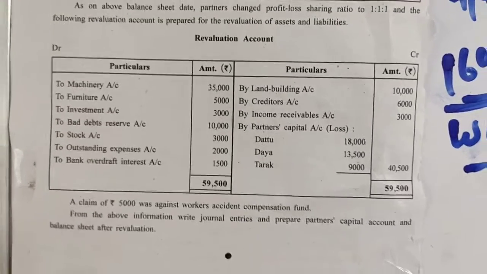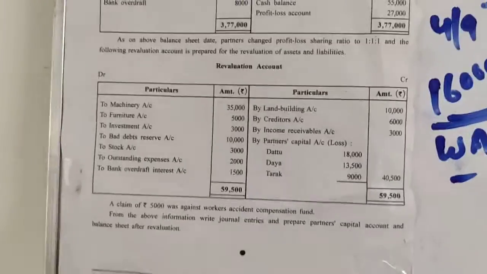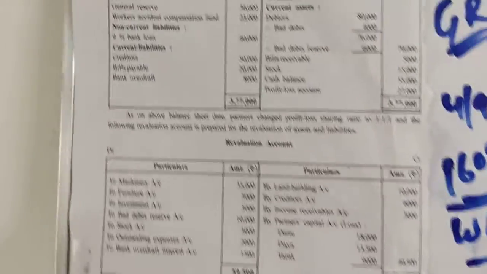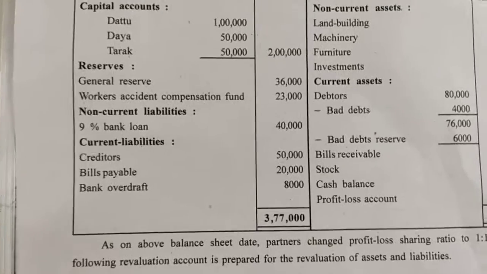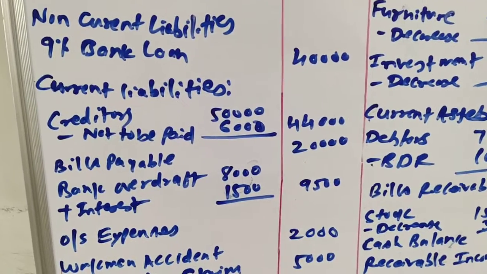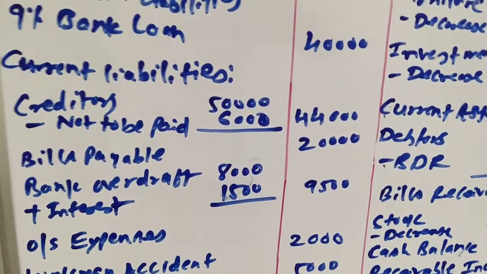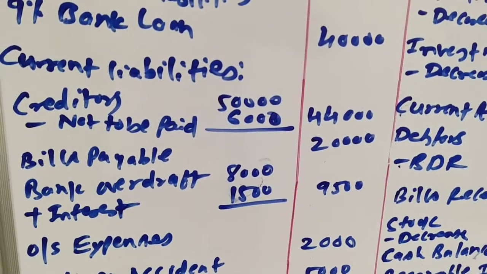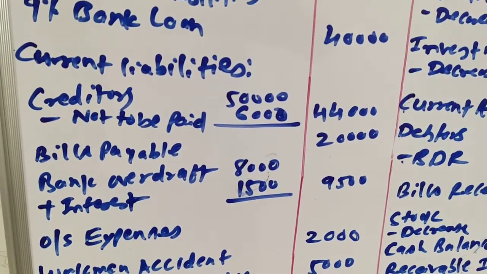Second thing is creditors, 6,000 is a decrease, right? So creditors are given how much? 50,000. Now 6,000 we have to reduce, so here it will be shown on the liability side like this: creditors 50,000 minus 6,000 not to be paid, outer column 44,000.